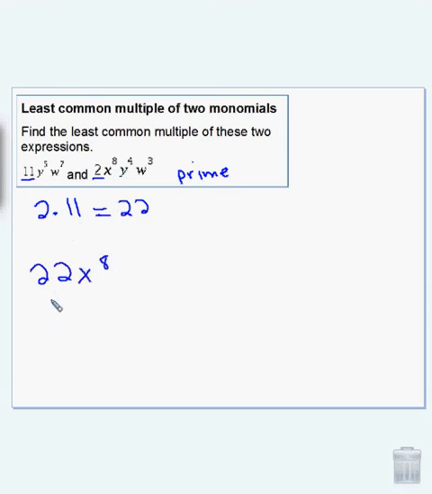I have an x to the 8th, y to the 5th, and y to the 4th, so choose the larger, w to the 7th, and w to the 3rd. And that is how we find the least common multiple of two monomials.